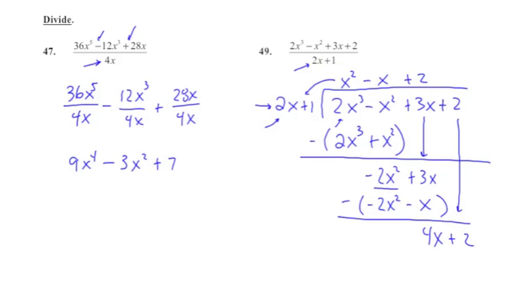2 times 2x gives me 4x. And then 2 times 1 gives me 2. And now I'm going to be subtracting that. And I'll get 0 when I do that subtraction. Had I ended up with a remainder here, I would have written that remainder over my original divisor, which is 2x plus 1. But since I don't have a remainder here, my final answer is going to be this x squared minus x plus 2.